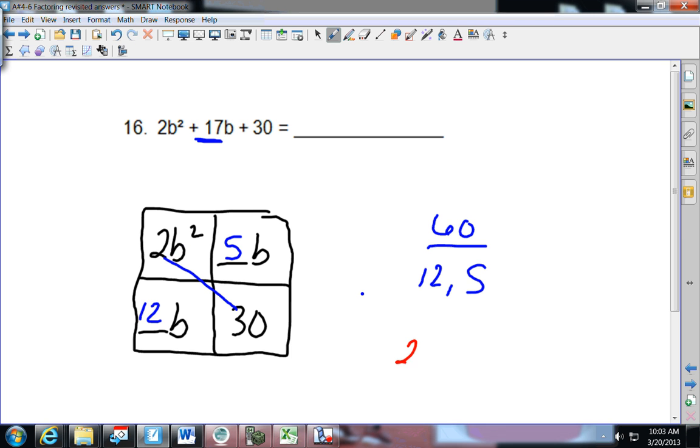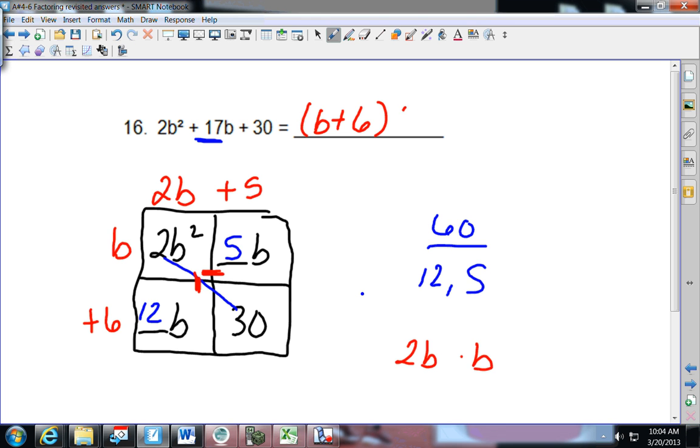2b squared is going to split up as 2b and b, but it matters where you put it. Out of these two top boxes, what's the GCF? It's just a b, right? It doesn't have a number. Out of these two right here, what's the GCF? Does 2 go into 12? Yeah, that means it's 2b. So now I have b times what is 5b? Plus 5. 2 times what is 12? 6. So I get b plus 6 times 2b plus 5.